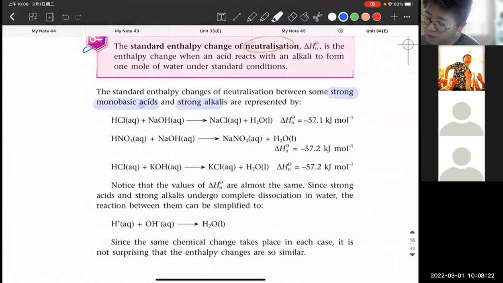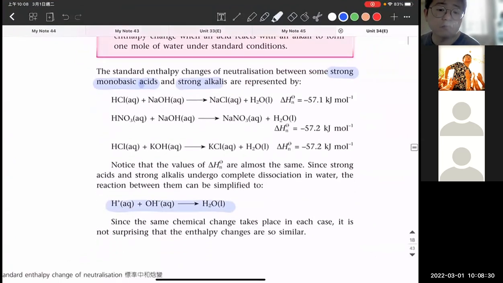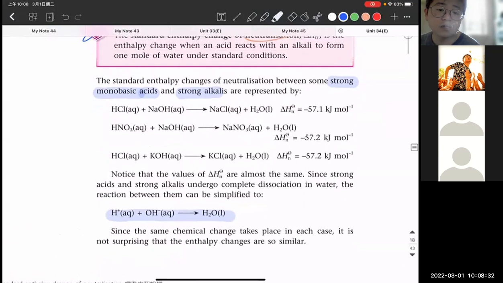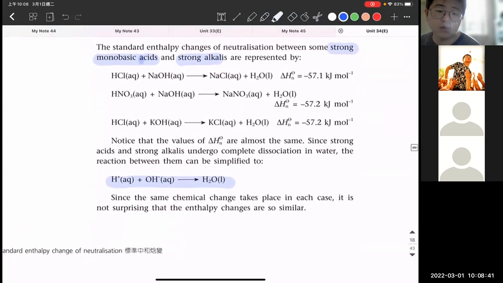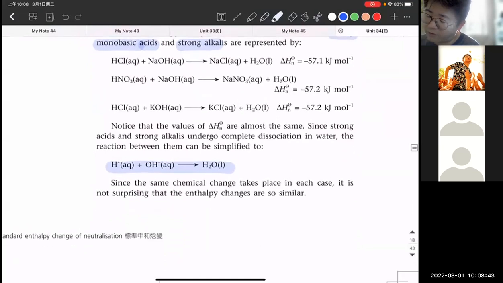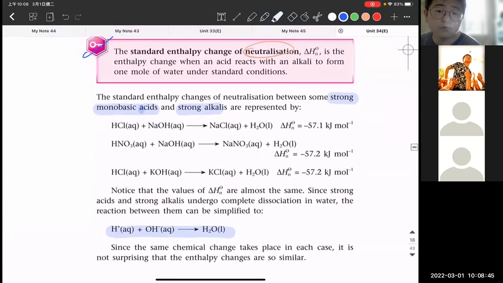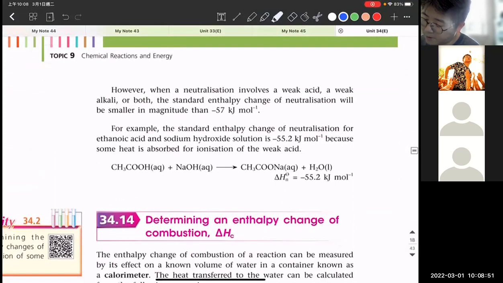Second, the acid must be monobasic. So you may find this. Why is it like that? Because you are talking about the formation of water from this equation, hydrogen ion and hydroxide ion to form 1 mole of water. So because of that, once you write down the ionic equation, it's not surprising to see that the enthalpy changes of different combinations of strong monobasic acid and strong alkaline are more or less similar, more or less the same.